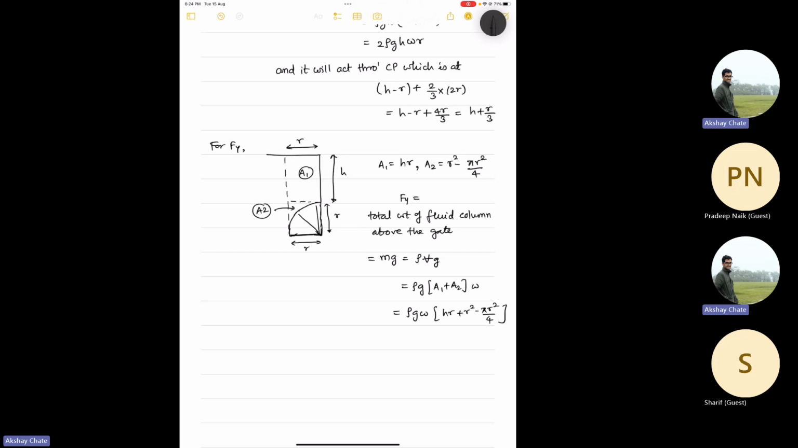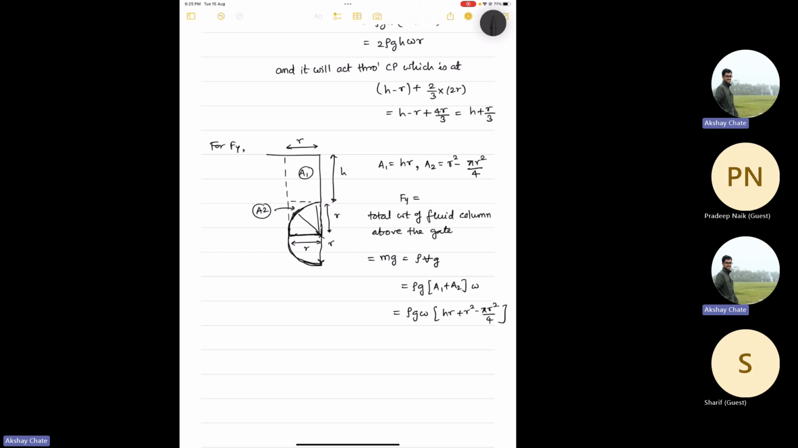One second, let me just check the answer. Yeah, so this is the force acting on the gate, on the top of the gate. So actually we are solving it in a tedious manner, because there is a bottom half of the gate also, right? Which is something which we missed. So basically the gate is like this, no? Total half circular gate. This is also R.